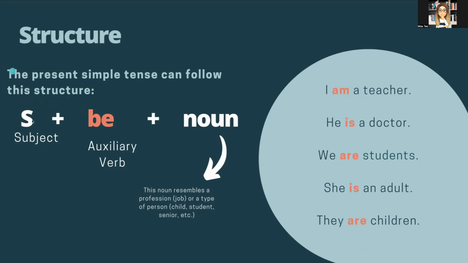So these are the structures that are most common with the present simple tense. And so it's good to know because even if you're only using the present simple tense to talk, if you're able to use different structures for the same tense, that's really good. And you should keep practicing that.